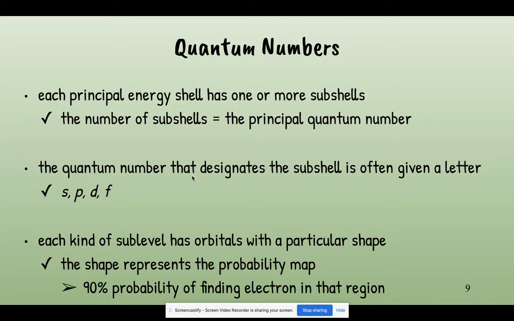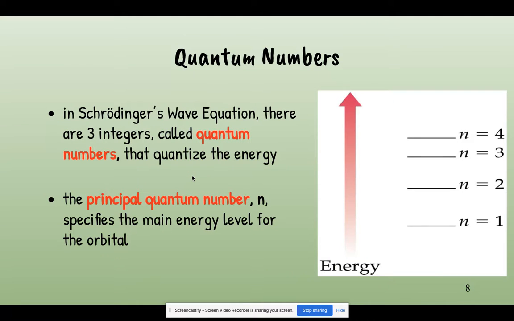Essentially, each principal energy level or energy shell has one or more subshells. The number of subshells is actually equal to the principal quantum number. So for example, in n equals 1, there's one subshell. In n equals 2, that second energy level splits into 2 subshells. The third energy level splits into 3 subshells, the fourth into 4 subshells, etc.